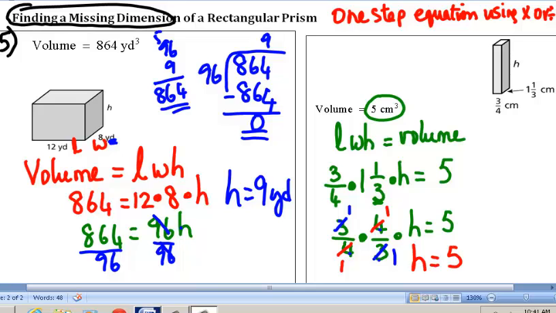Now lucky for us, we don't have to do anything else. This is done. Height is 5. So the height or the missing dimension in this case is 5 centimeters. Do not forget the unit. I want you to go ahead and finish the other two, and then I'll see you next class.